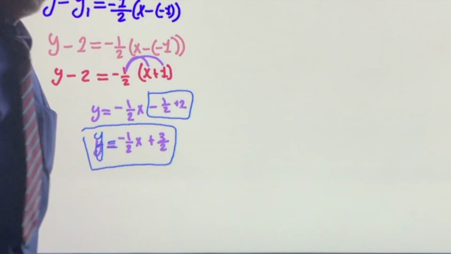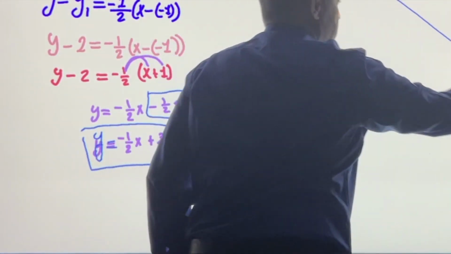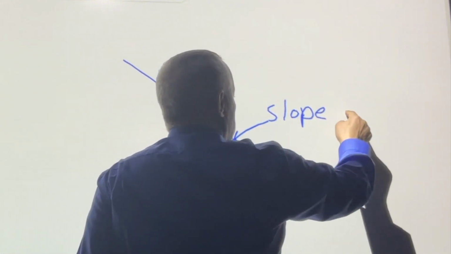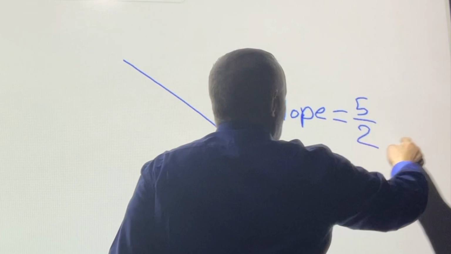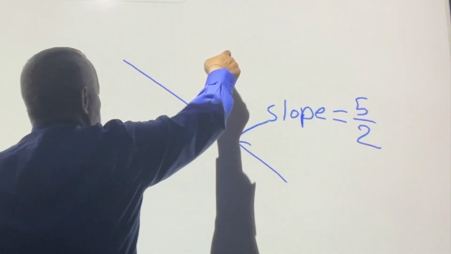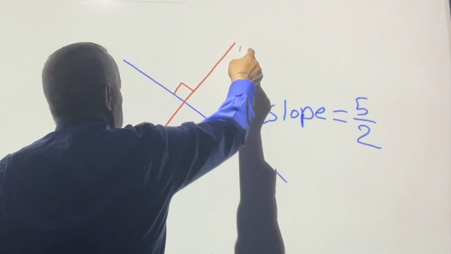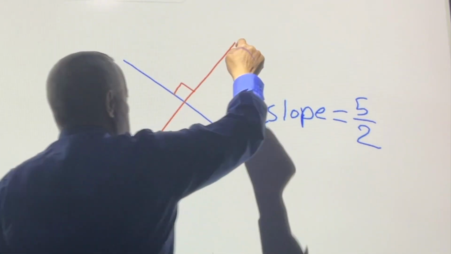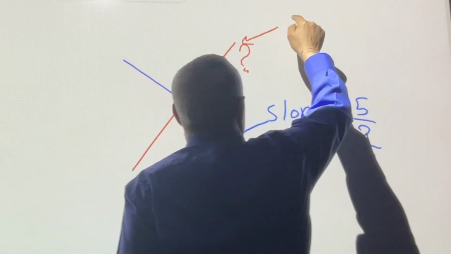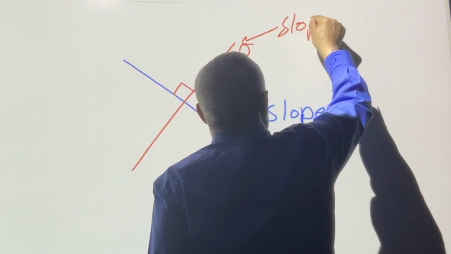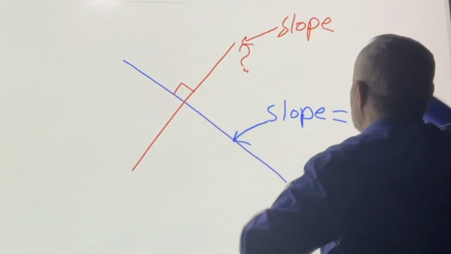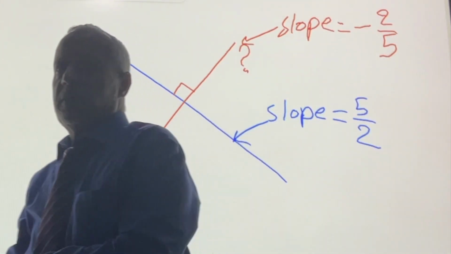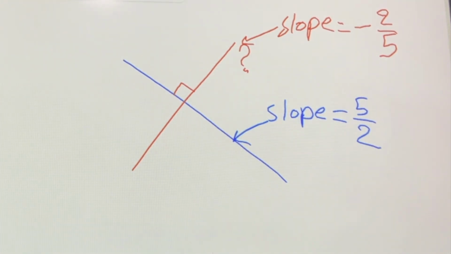Now let me test. If this line has a slope equals 5 over 2, what is the slope of the perpendicular? What is the slope of the perpendicular? Negative 2 over, well done. Slope of the perpendicular, it's clear here, perpendicular equals negative 2 over 5. That's what you need to remember for perpendicular lines. Is that clear? Yeah.